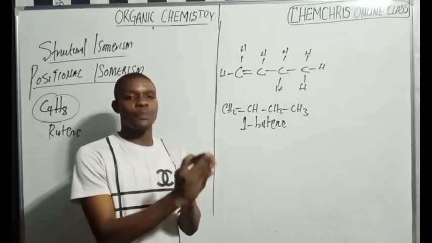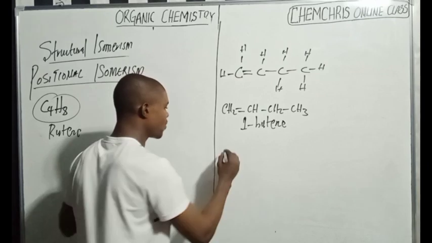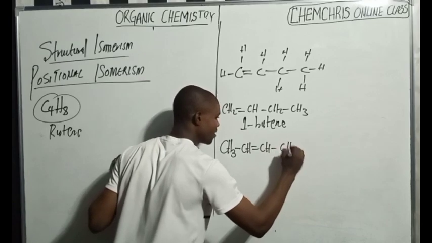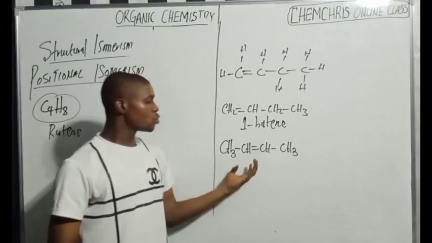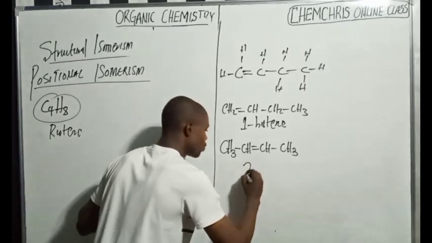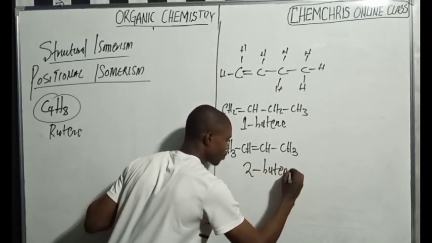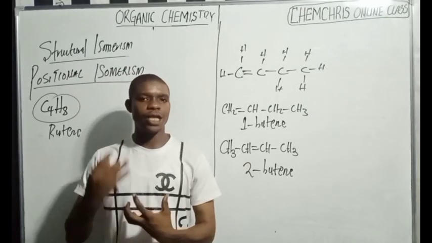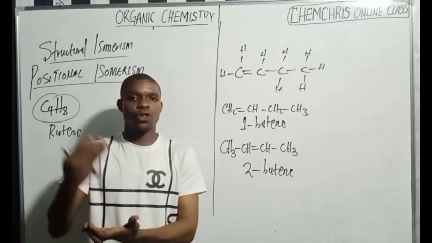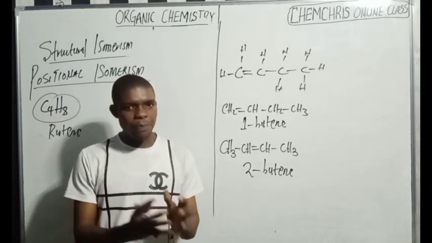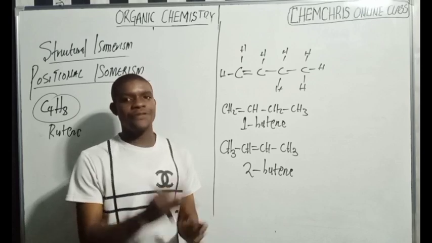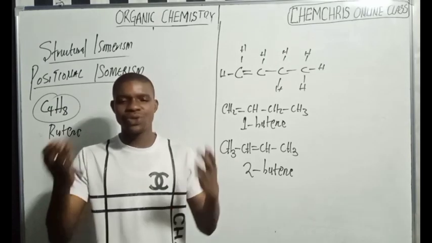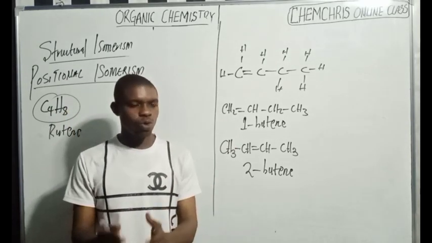Now, the double bond can also be at carbon 2. So here we have CH3, CH double bond CH, CH3. Here it is going to be 2-butene. Now, let me tell you, there is no specific formula to get this. That is why you must know how to draw structures. It's very important because as an organic chemistry student, if you really want to score high, you must go into details and master these things I'm explaining to you in this video.